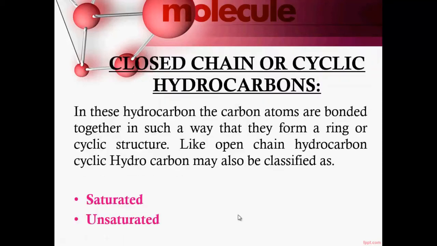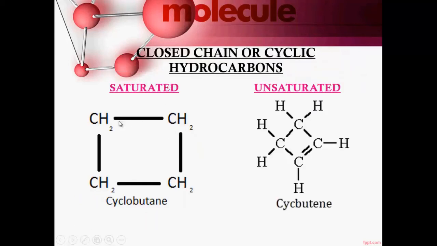Now come to closed chain or cyclic hydrocarbons. In these hydrocarbons, the carbon atoms are bonded together in such a way that they form a ring or cyclic structure. Like open chain hydrocarbons, cyclic hydrocarbons may also be classified as saturated and unsaturated. Saturated include cyclobutane. Look, this is a ring. All the 4 carbon atoms are linked in a ring manner. And this is from unsaturated, it has a ring as well as a double bond.